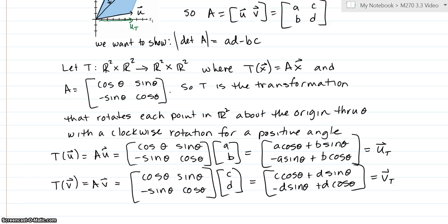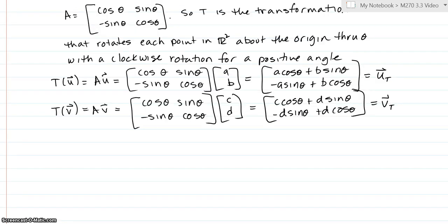Okay, so now what? Since it's the same area, we should be able to take that matrix, U sub T and V sub T, and find the determinant, the absolute value, and we should be able to get that answer.